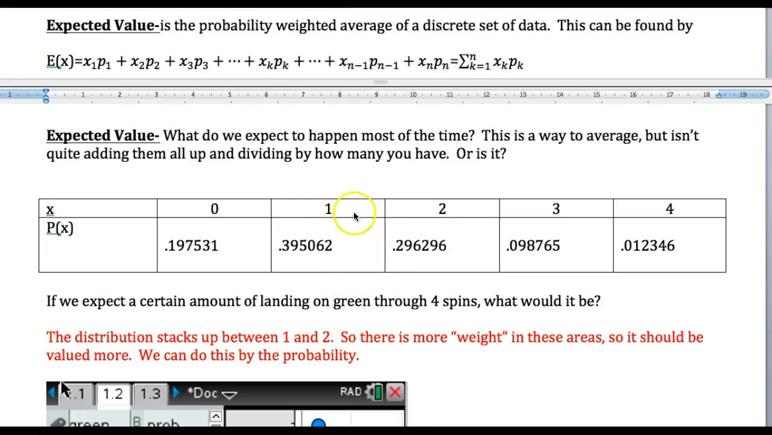I hope you can see that the distribution kind of stacks up right here between 1 and 2. My expected value is going to be very near these 2 values, probably between 1 and 2, I'm going to guess. It's not going to be out here at 3 and 4 because there isn't much probability out here. The expected value is kind of a weighted average, and the weight in these areas is based upon the probability. Where am I weighted the most? Right here, right around 1. So I'm going to be right around 1 for my expected value.